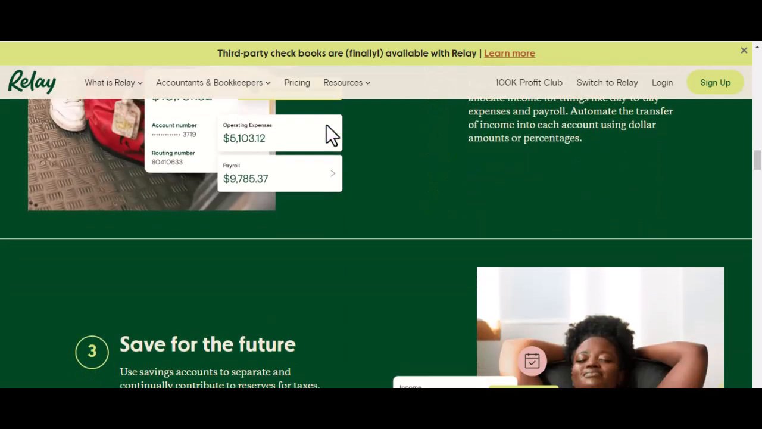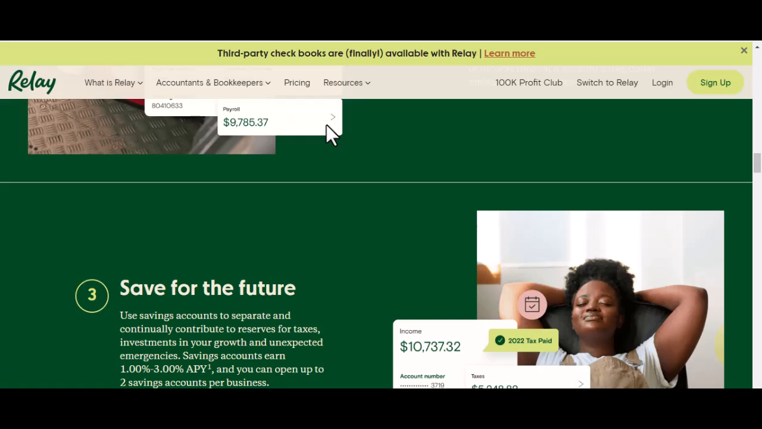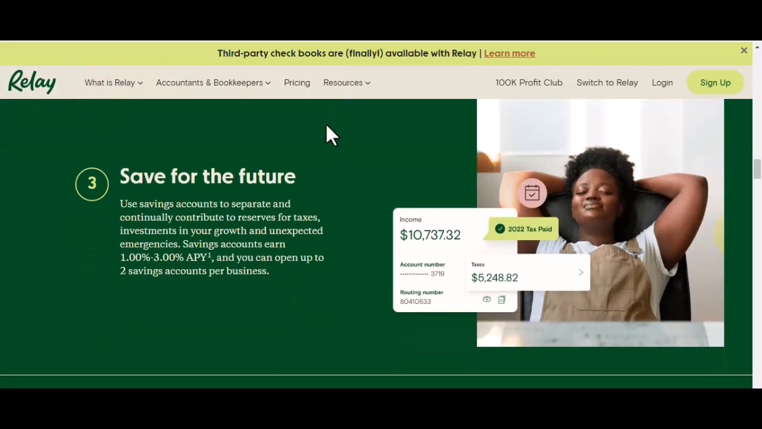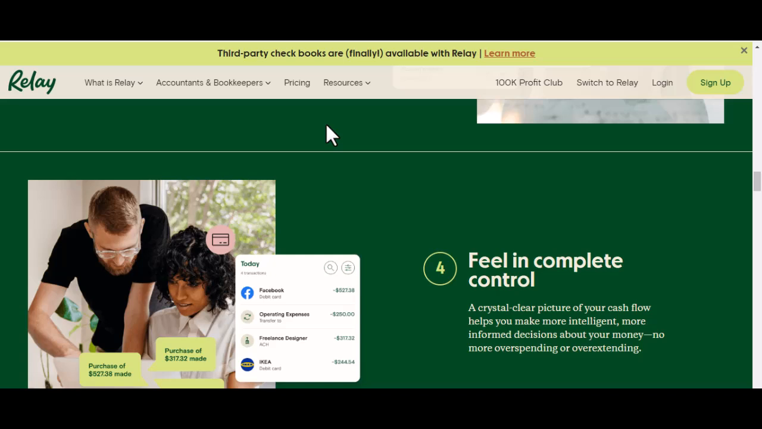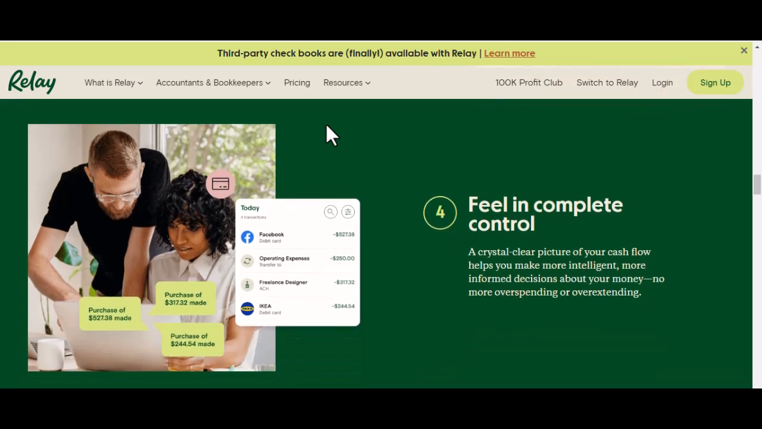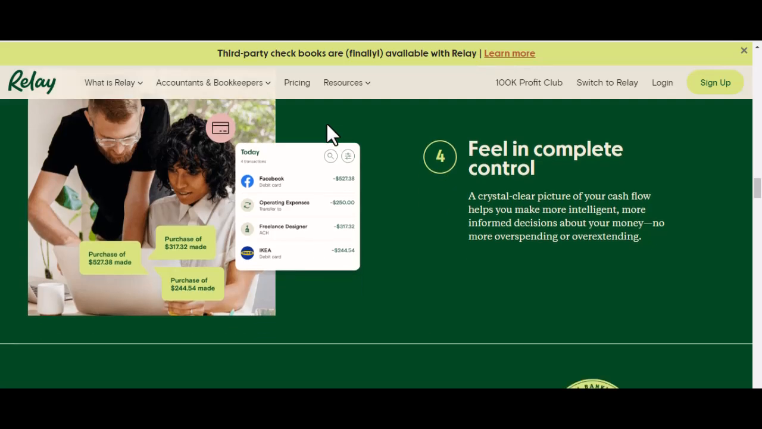Log into your Relay account immediately. Navigate to the Cards section. Here, you can freeze the card to instantly prevent any further transactions. If you believe the card is permanently compromised or stolen, terminate it. This ensures no future unauthorized activity can occur.